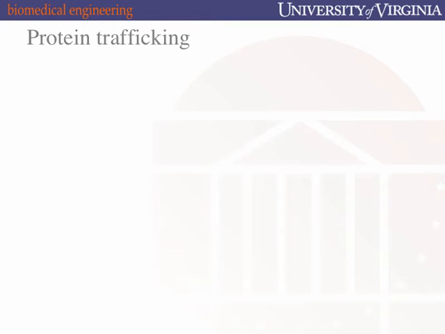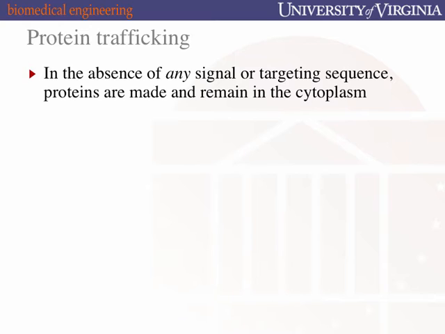So here are a couple of the rules of thumb related to protein trafficking in general. The first is that without any signal or targeting sequence to instruct extracellular, nuclear, mitochondrial, the default place for a protein to go is the cytoplasm. In many ways, when we did the translation lecture, that was what I was talking to you about, translation of a cytoplasmic protein.